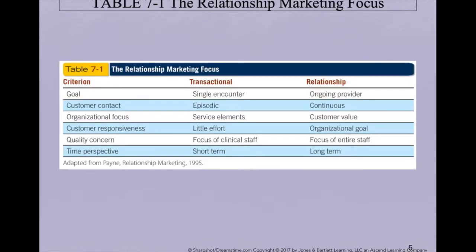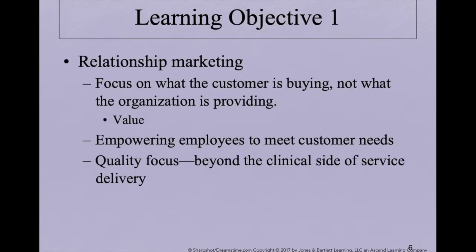This table shows the shift in focus from a transactional view to a relationship orientation. Here we see the different criteria, the transactional and the relationship categories. Relationship marketing is a focus on what the customer is buying, not what the organization is providing, to become the provider of choice. It is also focused internally by empowering employees to meet customer needs. And a quality focus beyond the clinical side of service delivery is a relationship marketing perspective that is most significant.